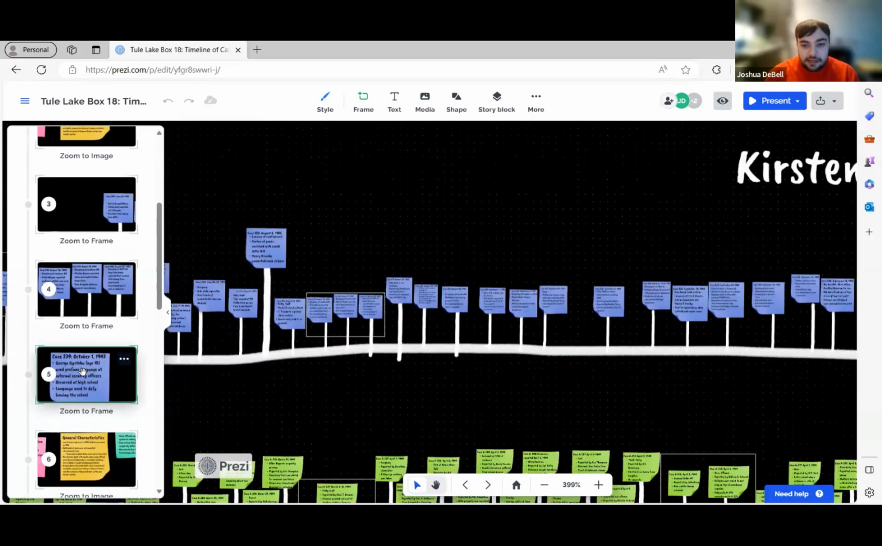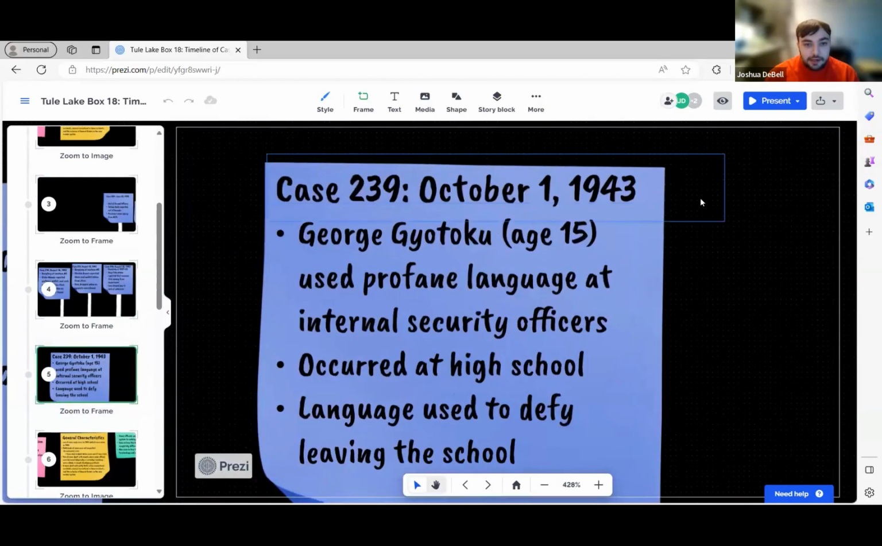And then finally, for the harassment, we have case 239, which occurred on October 1st, 1943. This was interesting because it dealt with a teenager, and it connects to some of the cases that we've talked about this semester, that even children were also susceptible to this chain of paranoia and control of the camps.